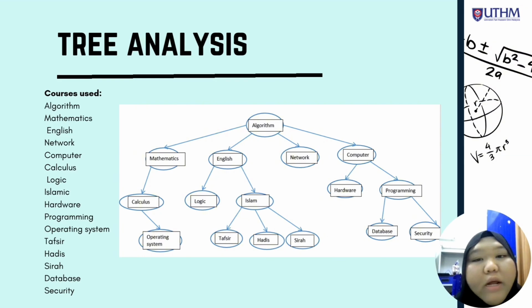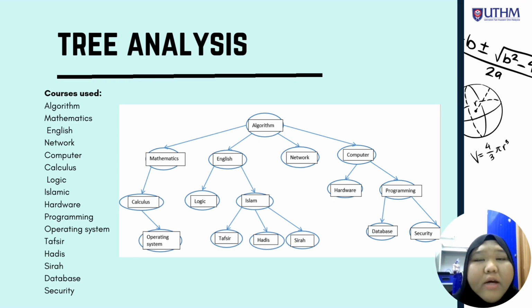So these are the courses that we use in the analysis: algorithm, mathematics, English, network, computer, calculus, logic, Islamic, hardware, programming, operating system, tafsir, hadith, sirah, database, and security. At the top of the tree, we have algorithm as the root node, which represents a core course that connects to several other subjects. From algorithm, the tree branches into courses like mathematics, English, network, and computer, showing that these subjects are related or required before moving further.